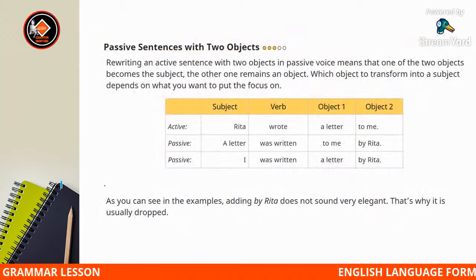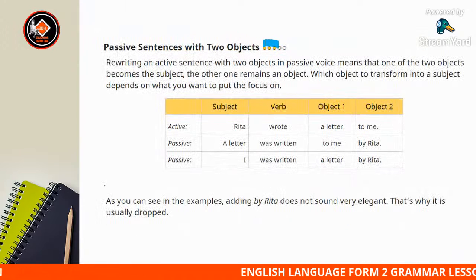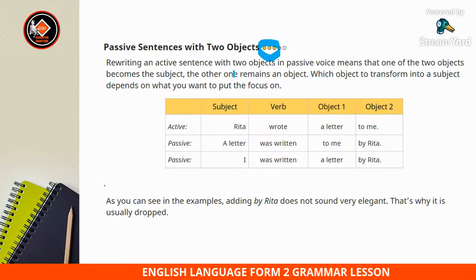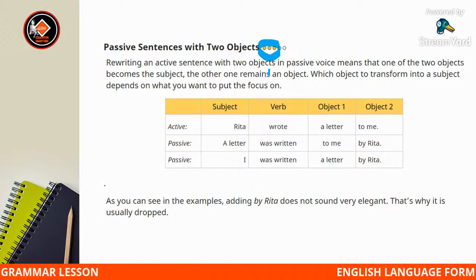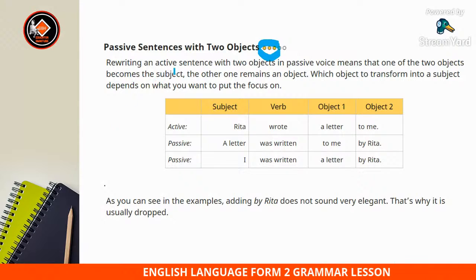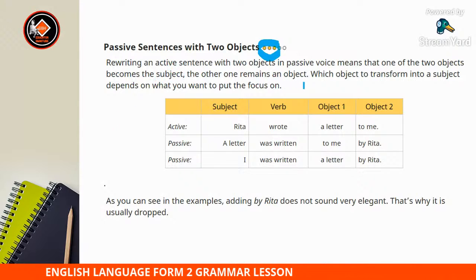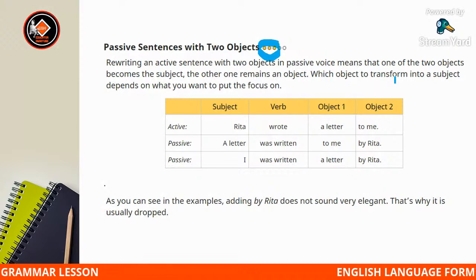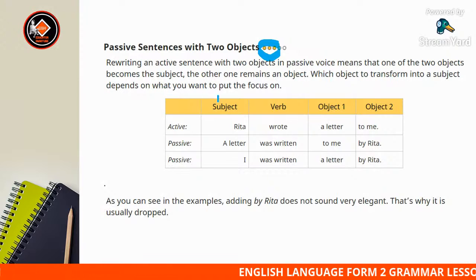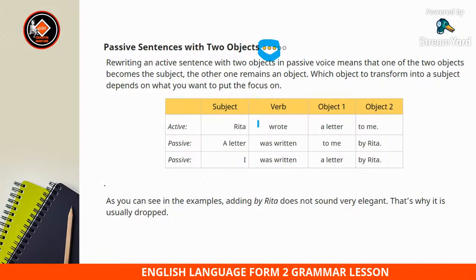Okay, so now we are looking at level 3. Teacher, what is level 3? Okay, let's look at level 3. Passive sentences with two objects. Rewriting an active sentence with two objects in passive voice means that one of the two objects becomes the subject and the other remains an object. Which object to transform into the subject depends on what you want to put the focus on.